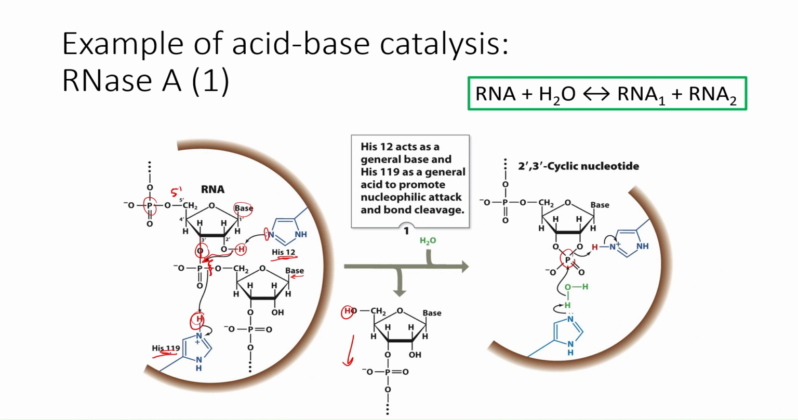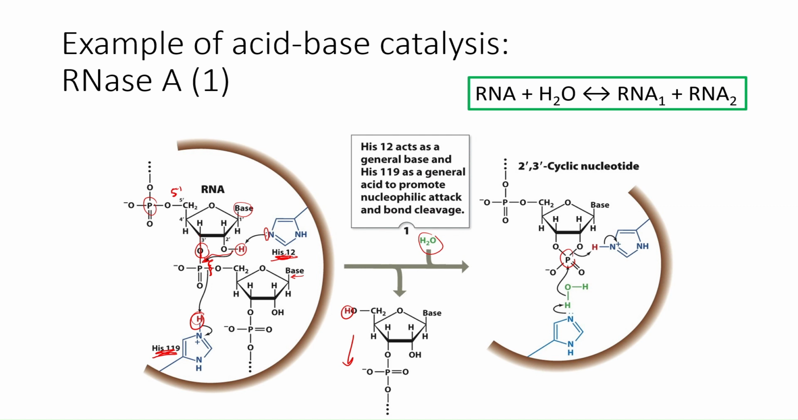So this histidine 119 donated a proton, histidine 12 accepted a proton. And so the enzyme, in order to catalyze the next reaction, to cut its next piece of RNA, right, it needs to go back to where it started. And so that's actually where this water molecule finally comes in. So the water molecule comes into the active site.